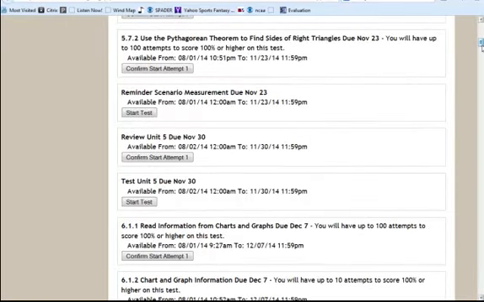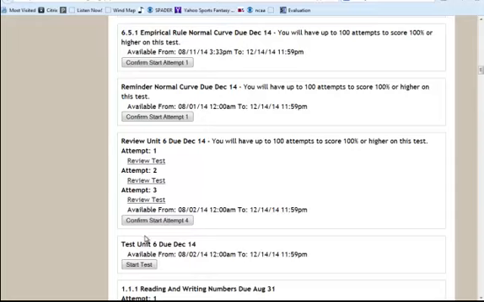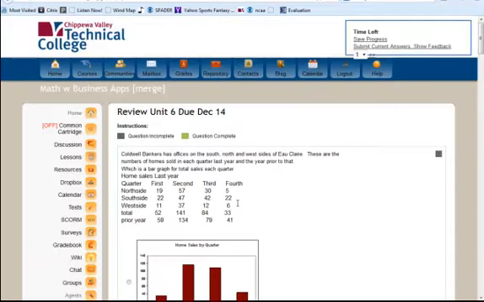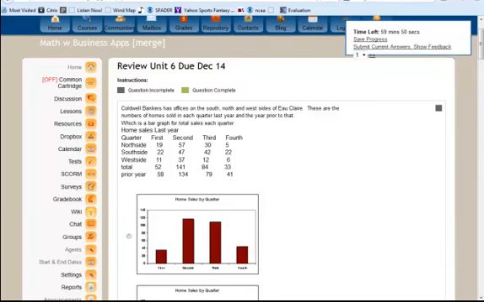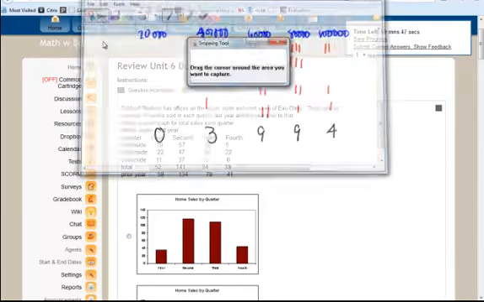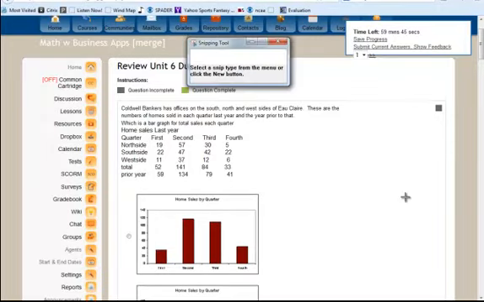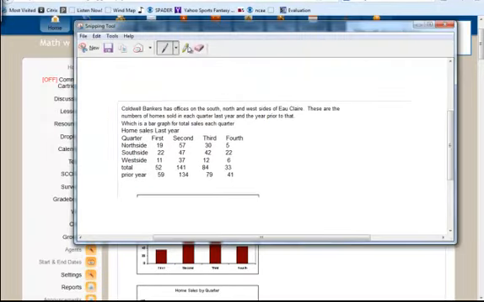So you want to scroll down until you see Unit 6 Review, and then we're going to go through the review. This first problem asks us to find the total amount for each quarter.